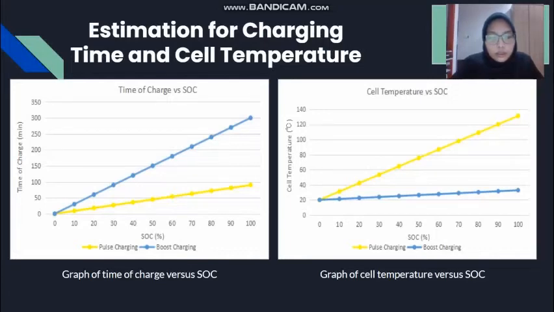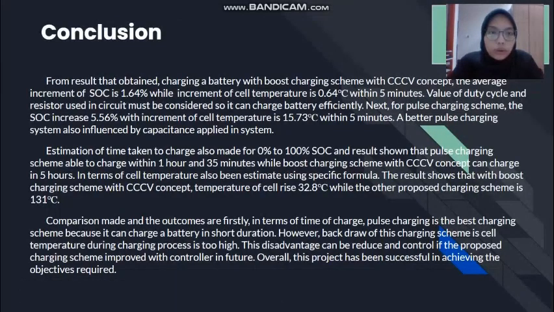Usually, temperature will increase during the charging process because charging is a process of injecting current and charge into the battery. So, the higher the current injected by the charging scheme, the higher the cell temperature can get. Conclusion: from the results obtained, when charging a battery with the boost charging scheme with the CCCV concept, the average increment of SOC is 1.64%, while the increment for cell temperature is 0.64 Celsius within 5 minutes.